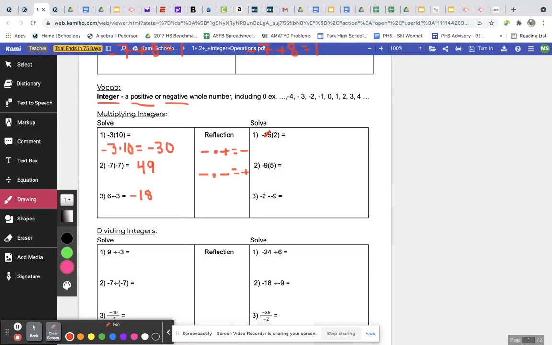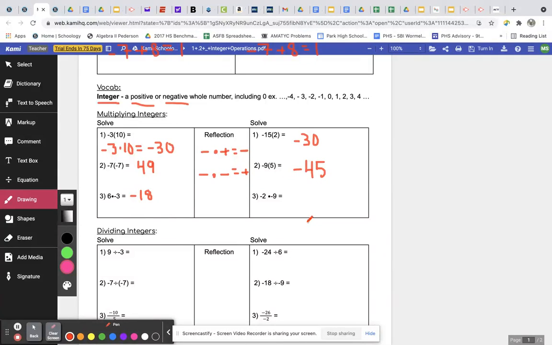Okay, this is -15 times 2. 15 times 2 is 30. But that's a negative times a positive, so that's a -30. On the flip side, for number 2, you have a negative times a positive again. You have 45, and a negative times a positive is going to be a negative.